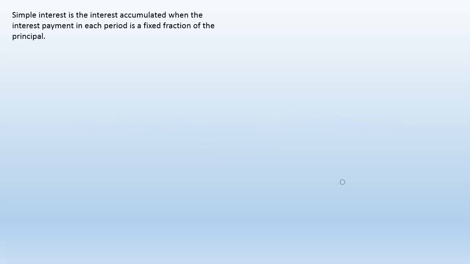Simple interest. Simple interest is the interest accumulated when the interest payment in each period is a fixed fraction of the principal. So what do we mean by this? Let's suppose you invested $100 and you knew that you were going to get 10% simple interest every year. 10% of $100 is $10, so every single interest payment you receive would be $10.